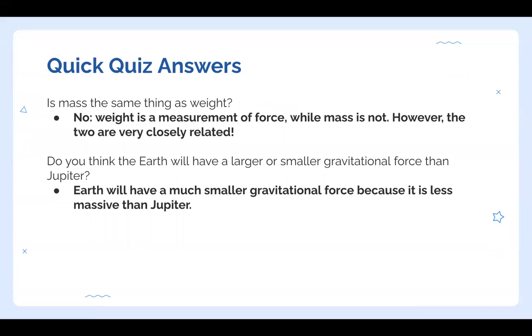All right, let's go over the answers now. For the first question, the answer is no, because weight is a measurement of force while mass is not, but they are very closely related. For the second question, Earth will have a much smaller gravitational force because it is less massive than Jupiter. If you remember, an object with a smaller mass will have a smaller gravitational force. Congrats to all the students who got these questions right.